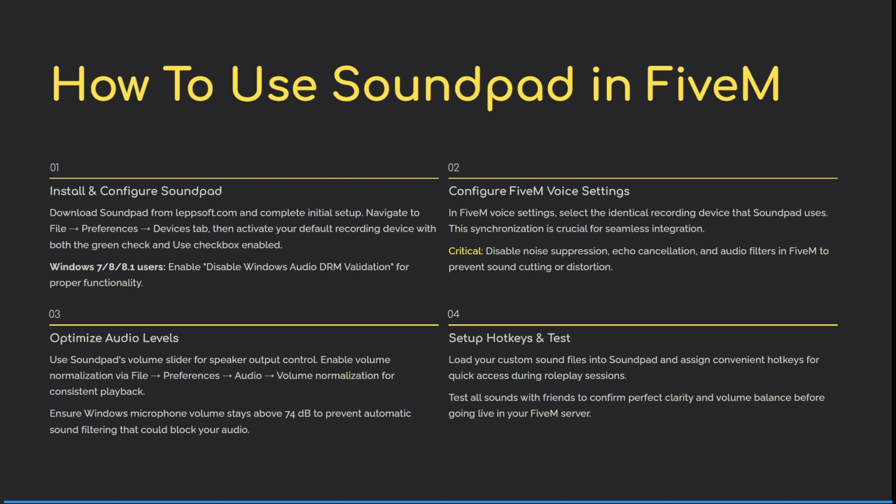So use Soundpad's volume slider for speaker output control. Enable volume normalization via File, Preferences, Audio, and then look for volume normalization for consistent playback. Ensure that Windows microphone volume stays above 74 decibels to prevent automatic sound filtering that could block your audio altogether.